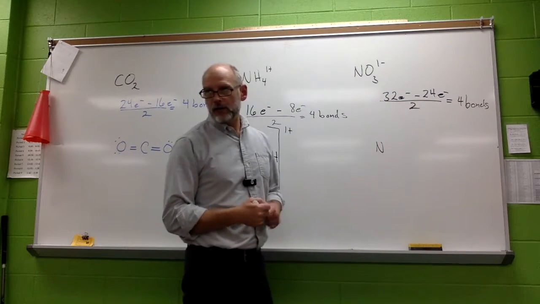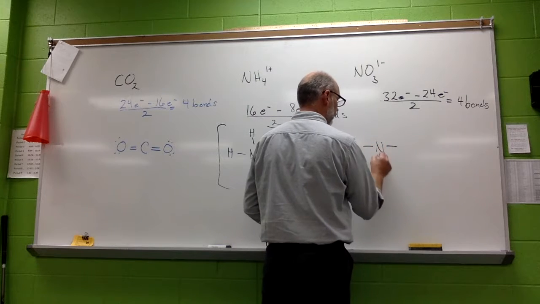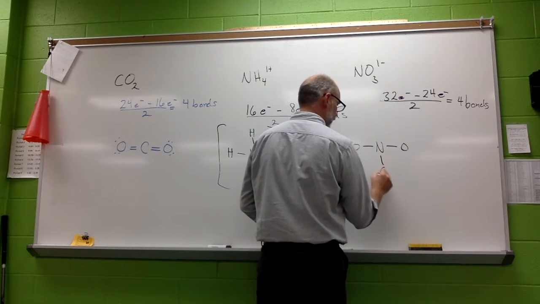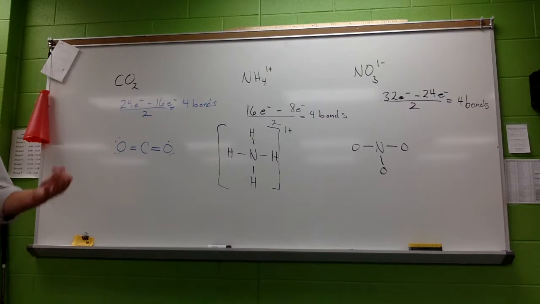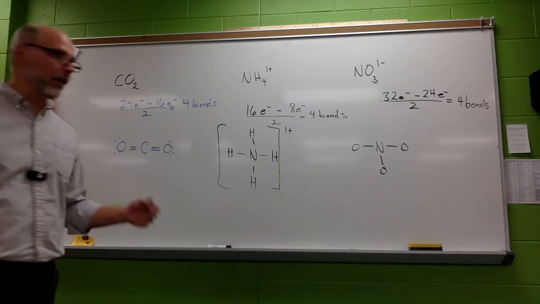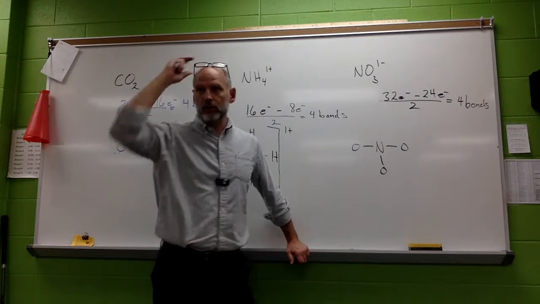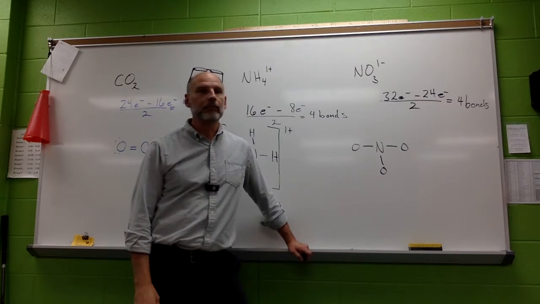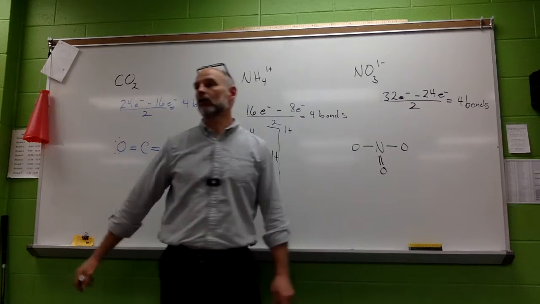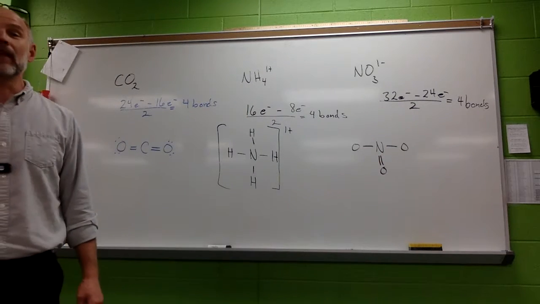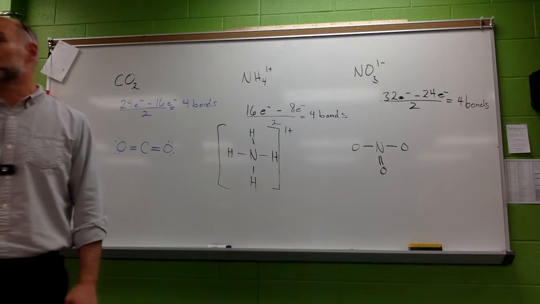With those 4 bonds, we need to connect 3 oxygens. Well, that only uses up 3 bonds. So now what am I going to do? I've got an extra bond. Double bond. Now, which oxygen do you put the double bond on? Excellent. We'll do the bottom one, but we're going to find out it doesn't really matter because it's really not there anyway, but that's for tomorrow's discussion.